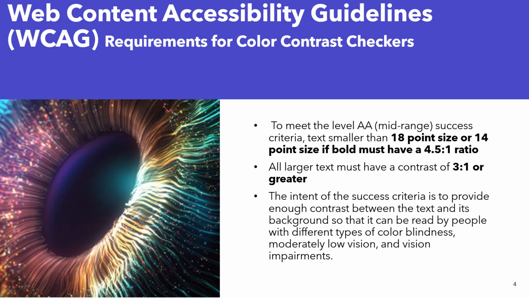Web Content Accessibility Guidelines. To meet the level AA mid-range success criteria, text smaller than 18-point size, or 14-point size if bold, must have a 4.5 to 1 ratio. All larger texts must have a contrast of 3 to 1 or greater. The intent of the success criteria is to provide enough contrast between the text and its background so that it can be read by people with different types of color blindness, moderately low vision, and vision impairments.